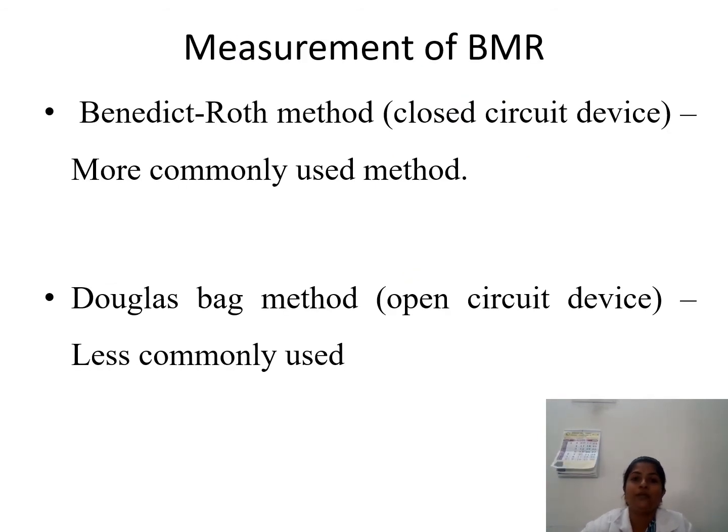Then how to measure this BMR? There are two devices. One is a closed circuit device and the other one is an open circuit device. The closed circuit device is the more commonly used method, that is the Benedict Roth method, and the open circuit device is less commonly used and it is the Douglas bag method. Here we should know the body surface area of an individual. Then we can calculate the BMR.